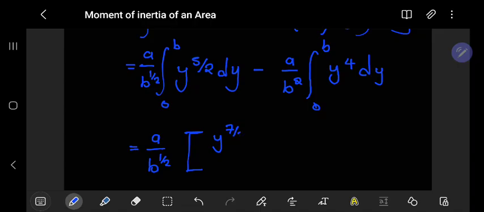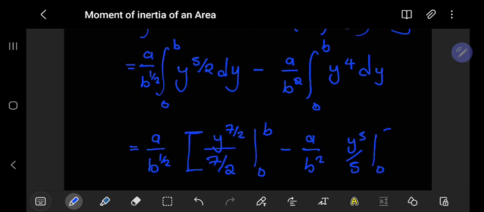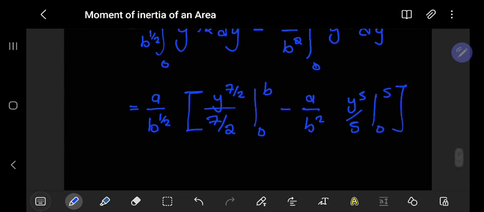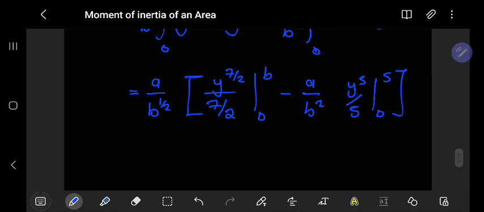So we have power 7 over 2, then divided by 7 over 2. So this is what we get, but this is from 0 to b. Minus, this is 2a over b squared. And here as well, this becomes y to the power 5 over 5, also from 0 to b. So this is what we have. Now all we have to do is plug in the limits.